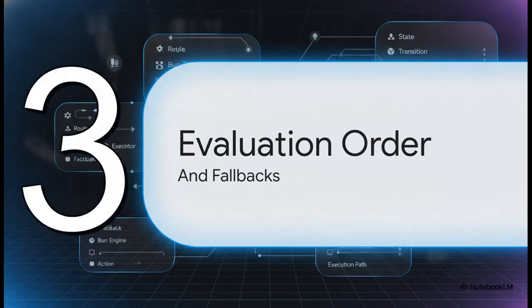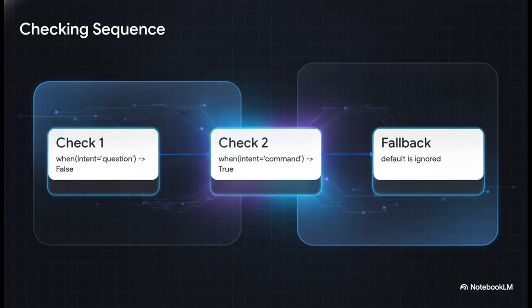All right, into Section 3, Evaluation Order and Fallbacks. Let's break down exactly how this checking sequence happens, because order totally matters here. Transition conditions are evaluated in the strict, exact order you declare them in your code. So, in step 1, if checking whether the intent is a question evaluates to false, it simply moves down to step 2. Then, if checking for a command evaluates to true, execution routes there immediately. The golden rule: the first true condition always wins, and any checks after that are completely ignored.